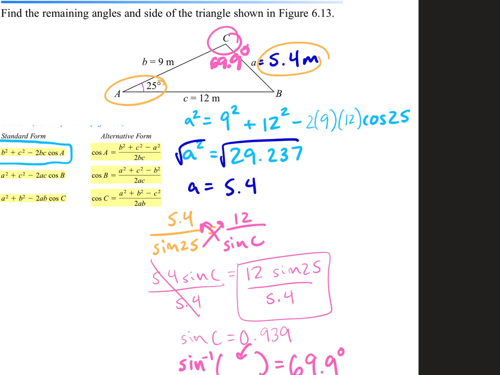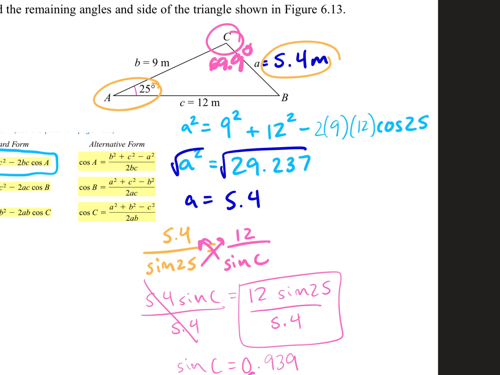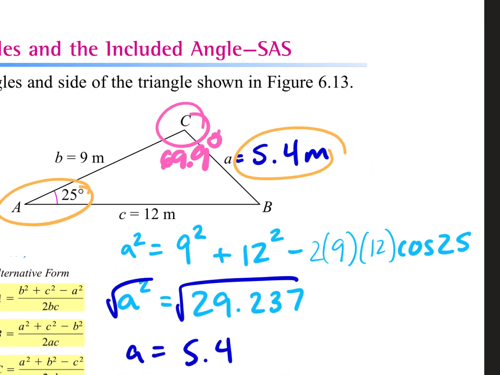All right, now that I have two angles, how can I find the third? Subtract from 180. So 180 minus 69.9 minus 25 is 85.1 degrees. So we found our two missing angles and the missing side. So these would be our three answers.